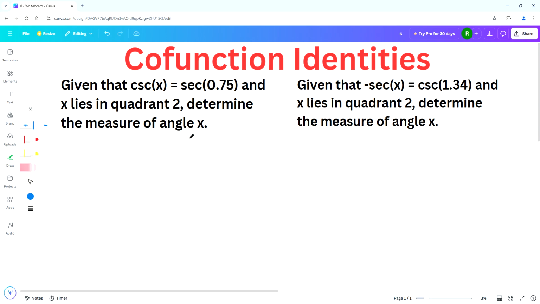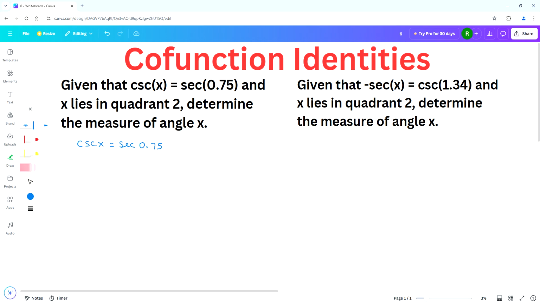So we are given the equation cosecant x equals secant 0.75. We cannot solve this equation algebraically in this form because on the left side we have the trigonometry ratio cosecant and on the right side we have the trigonometry ratio secant. We cannot cancel them out. So we have to find a way to get the same trigonometry ratio on both sides so that we can cancel it out. For that we have to use cofunction identities.